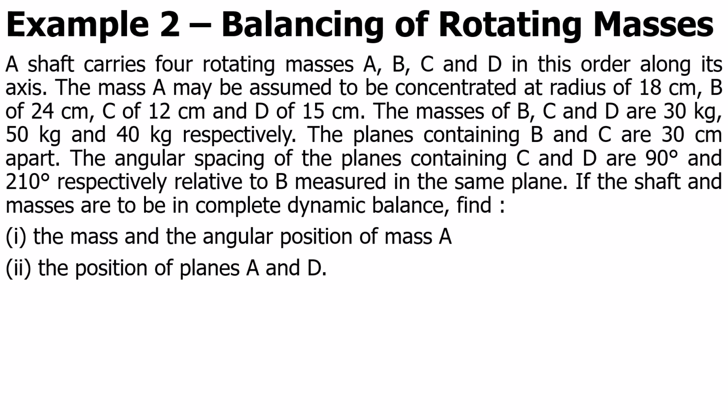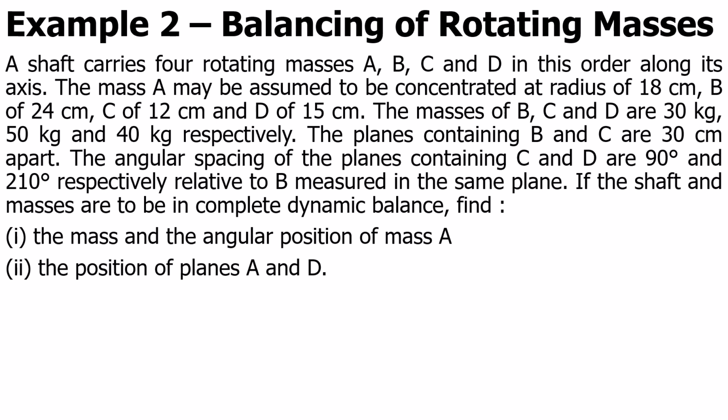Here's what we know. Masses B, C, and D have known weights 30 kilograms, 50 kilograms, and 40 kilograms respectively. Their radial distances from the shaft axis are 24 centimeters for B, 12 centimeters for C, and 15 centimeters for D. The planes containing masses B and C are 30 centimeters apart. The angular positions of masses C and D relative to B are given as 90 degrees and 210 degrees respectively. Mass A is at an unknown radius of 18 centimeters, and we need to find its mass, angular position, and the location of its plane and the plane of mass D.